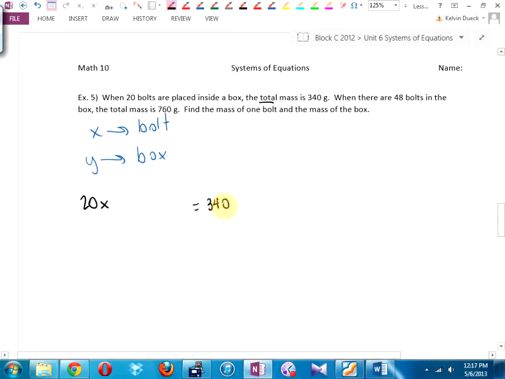But if I ask you, what's the total? What mathematical operation? Addition. It means addition. Plus what? Because I asked you. Yeah, okay. You know what? 20 bolts and 1 box.